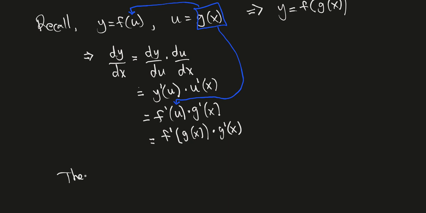So this is a theorem, and it's still our chain rule, just that now everything is in terms of x. There's no u anymore. So this is our chain rule version 2, right?